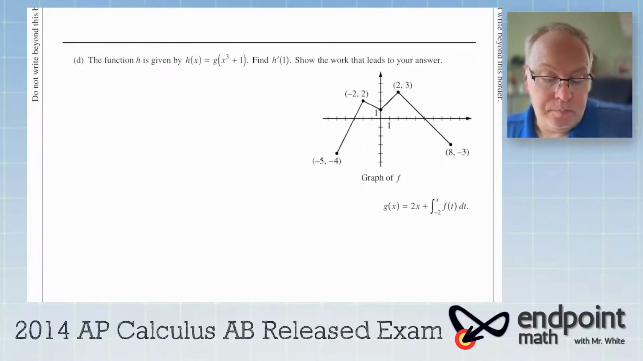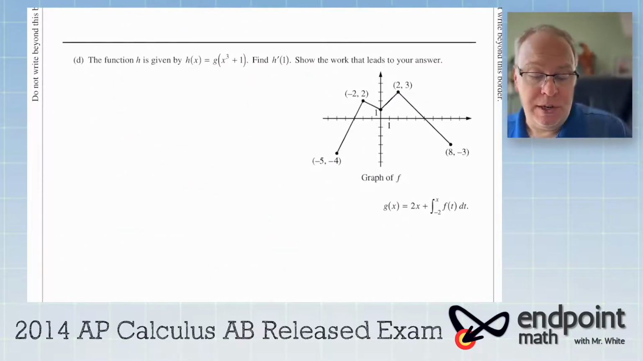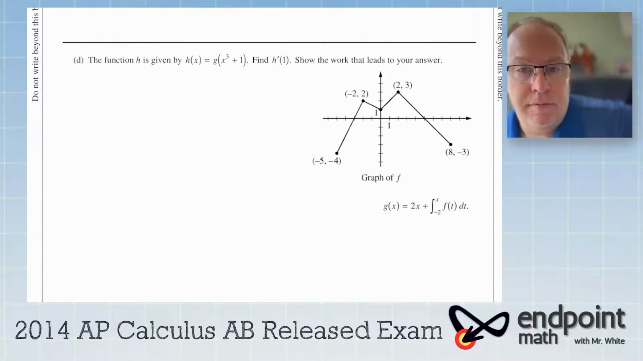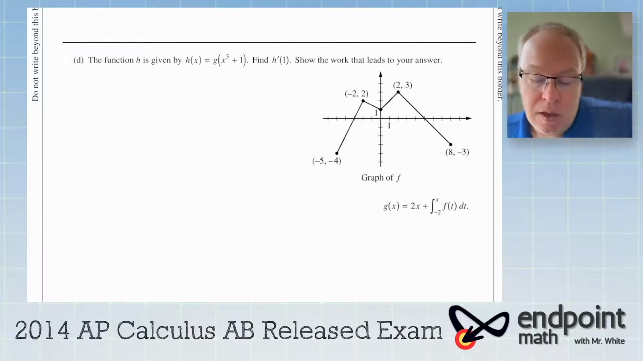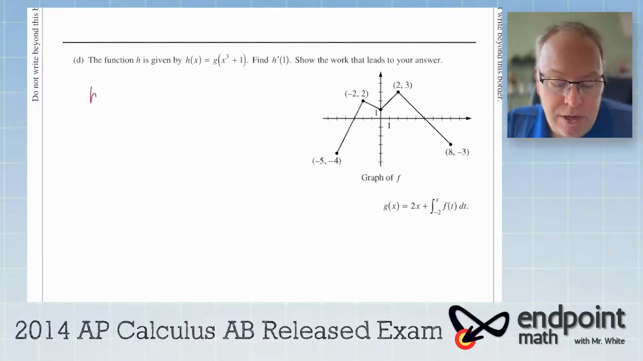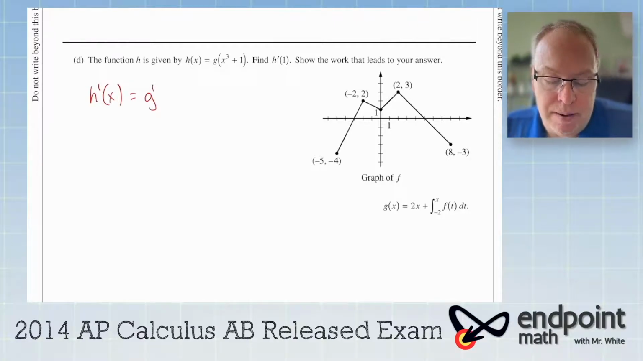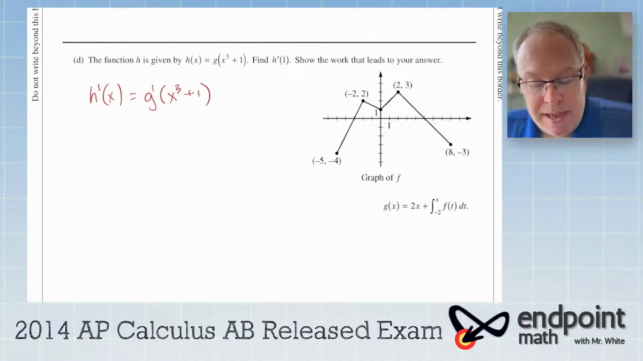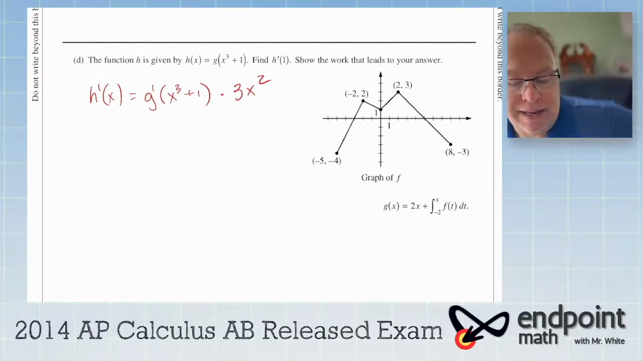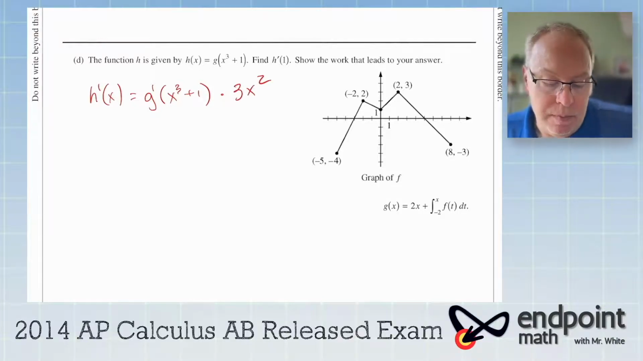Letter D. The function h is defined by g of this other function. Find the first derivative of that thing. So h prime of x would be g prime composed of x to the third plus 1, but then multiplied by 3x squared. That's that chain.